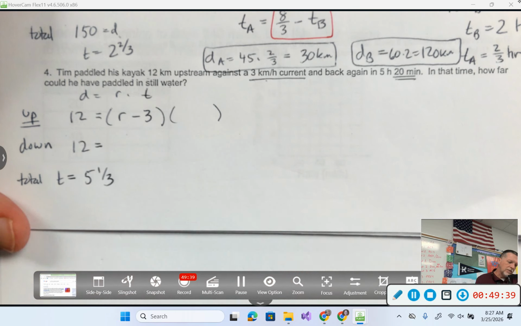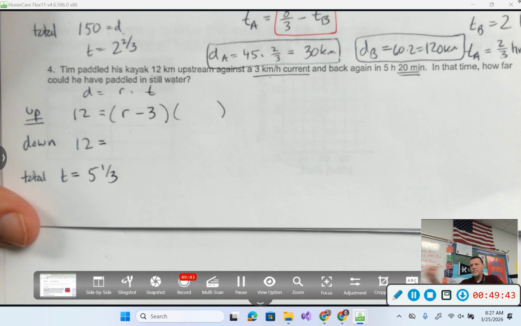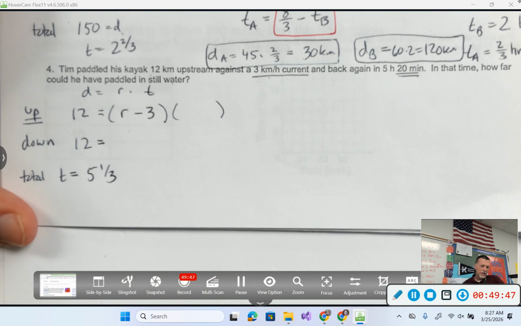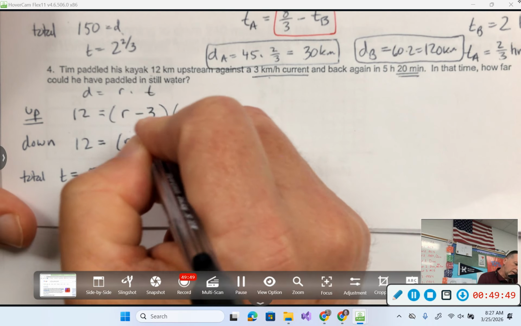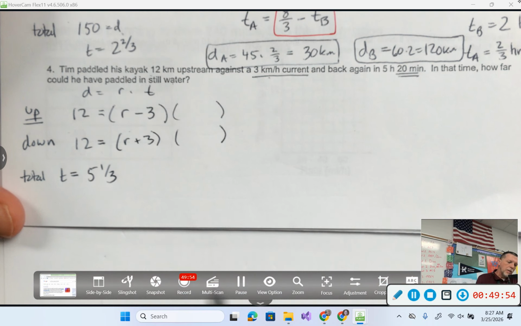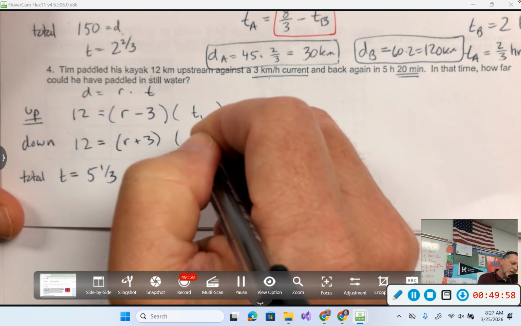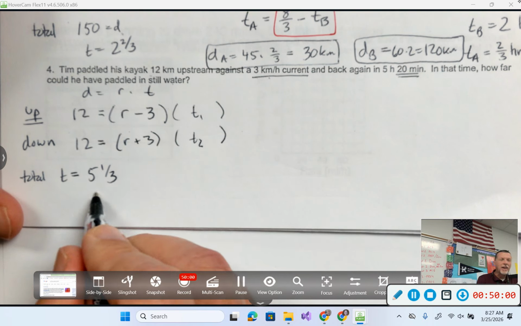Downstream is 12. Right, because he's going to get out where he put in. R plus 3, because now he's got the current helping him. Again, we don't know the time. But what do we know about these 2 times? They add up to 5 1/3.